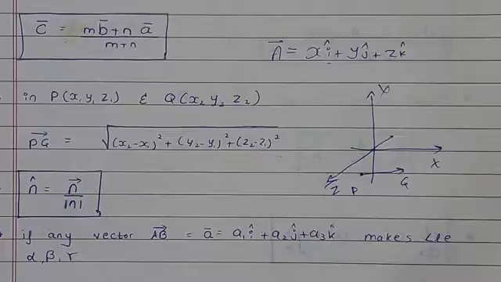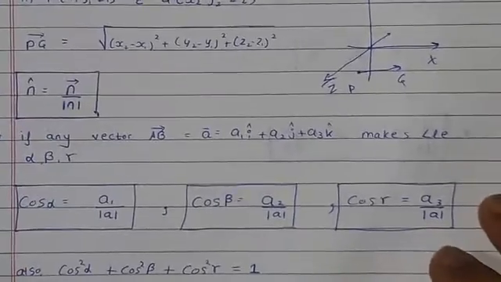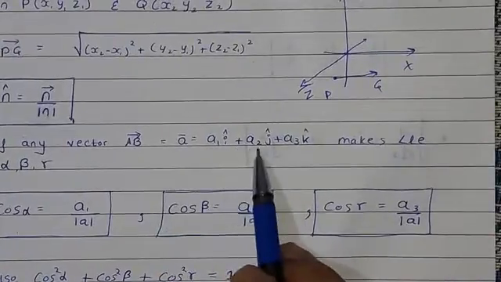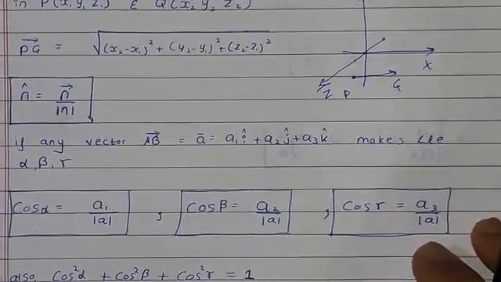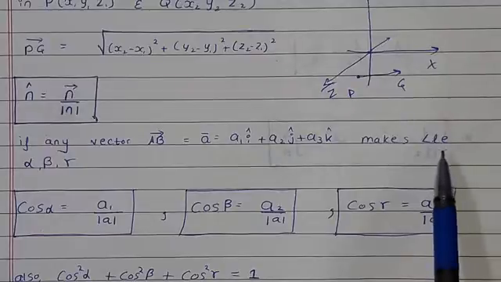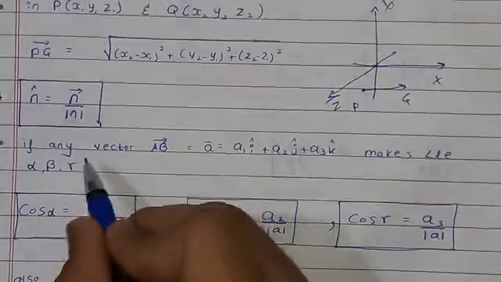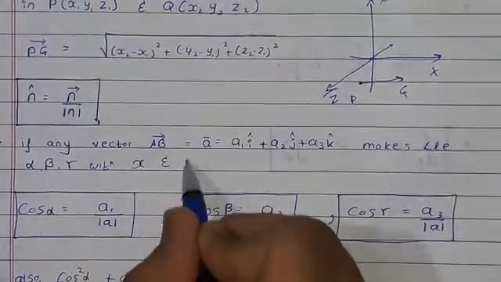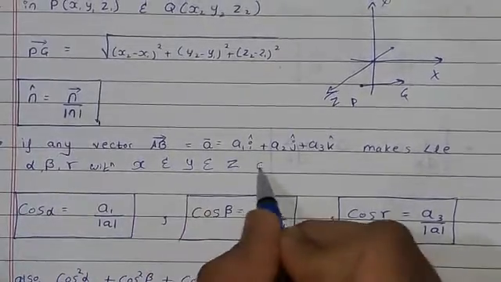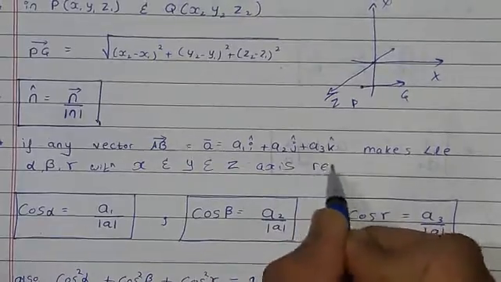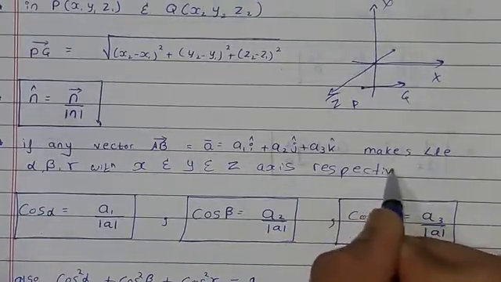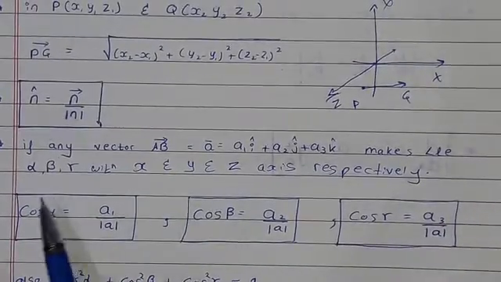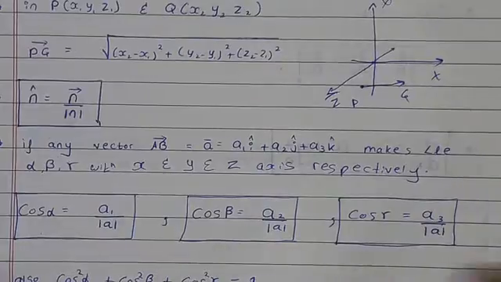Now getting down to the next thing: if any vector A bar, where A equals a1 i cap plus a2 j cap plus a3 k cap, very basic thing, makes angles alpha, beta, gamma with the x, y and z axis respectively. Okay, I'm sorry, I forgot to write this. If any vector makes alpha, beta, gamma with the x, y and z axis, then remember the formula.